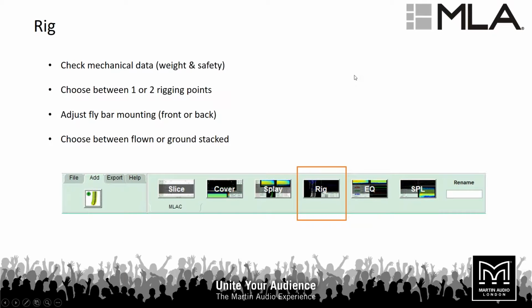So now we're looking at the rig tab. In this tab, we can check our mechanical data, which is like our weights on our front load and our rear load, and check it's safe. If it's not safe, it will tell you. We can choose between 1 or 2 rigging points, whether we're flying from the front or the back of the flybar mounting, and we can even choose between ground stacked and flown.